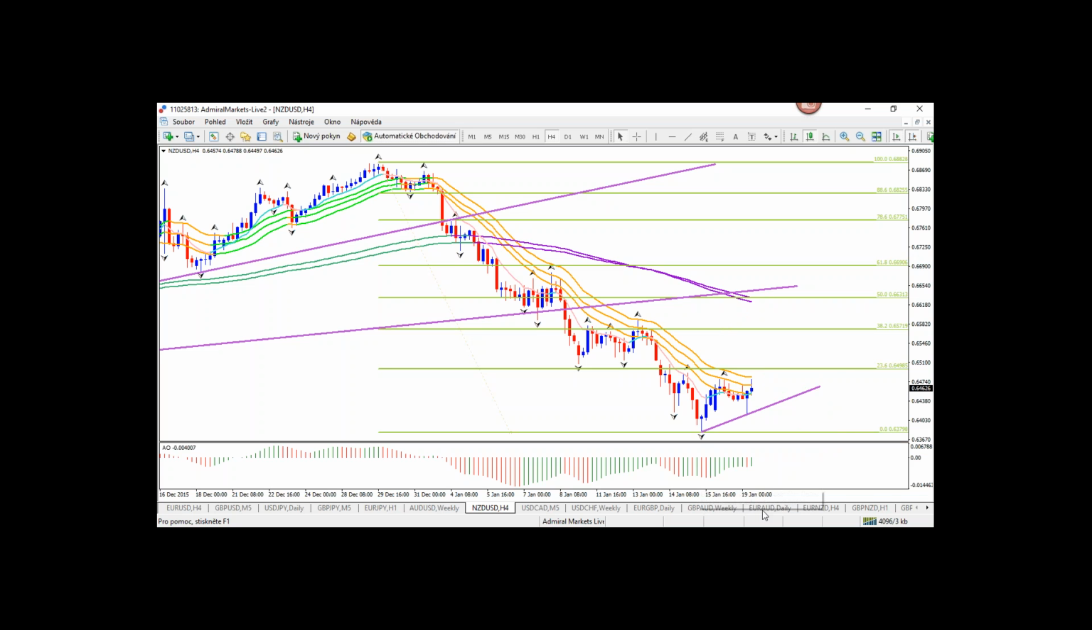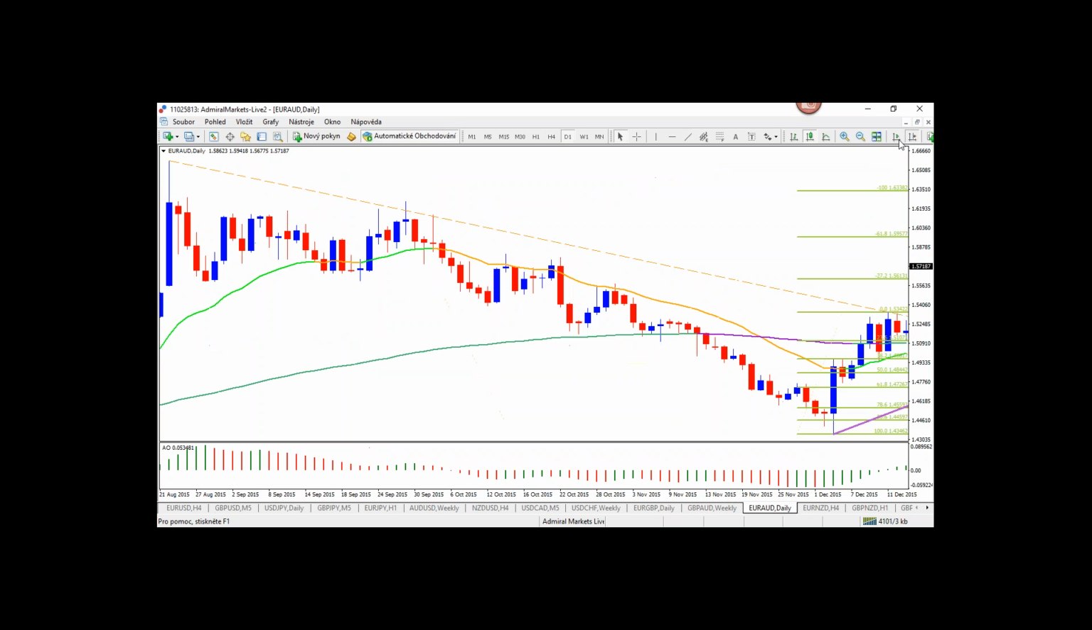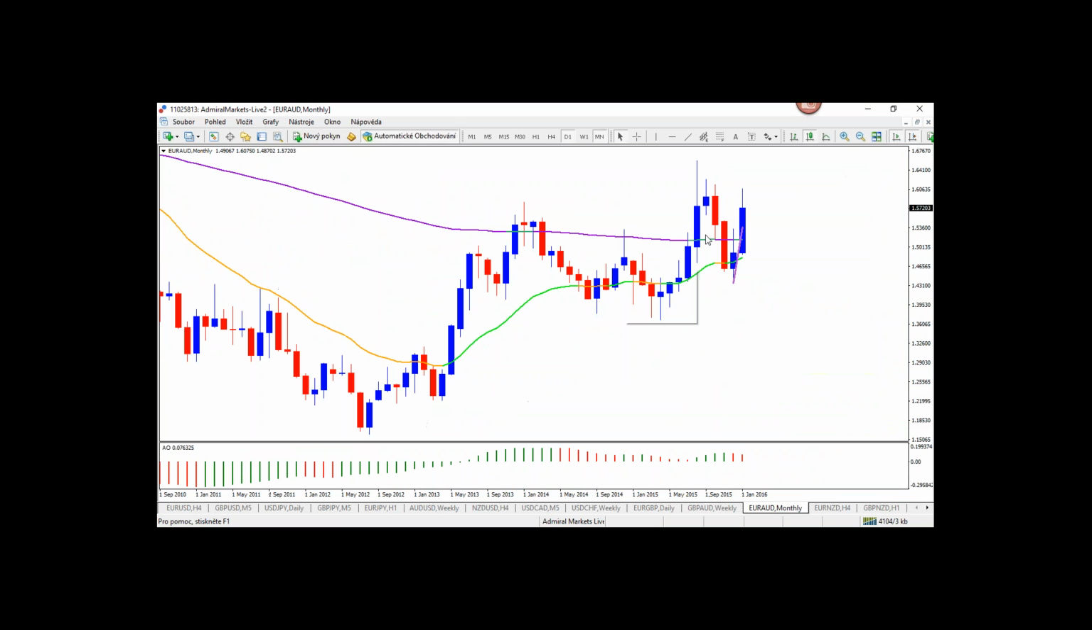Let's take a look at the Euro. Now the Euro has the same monthly picture, in fact. 1, 2, 3, 4, fifth candle. So if this is a big bullish candle like this, then the momentum could still be very much alive. The momentum that we had here.